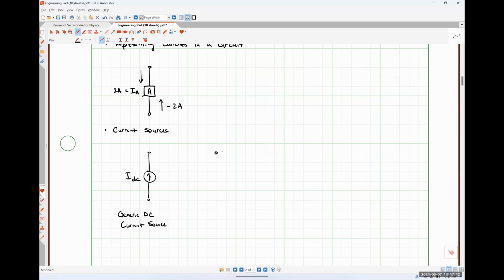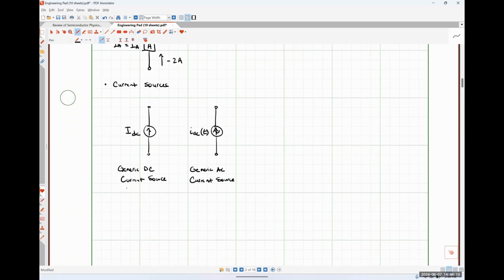Much later on in the class, we will also see AC current sources. It's going to be the exact same symbol, except that I'm going to put that little squiggle or tilde in the middle of it to let us know that this current is changing in time. So this will be lowercase i AC as a function of time. And this is our generic AC current source symbol. And these are our independent current sources.